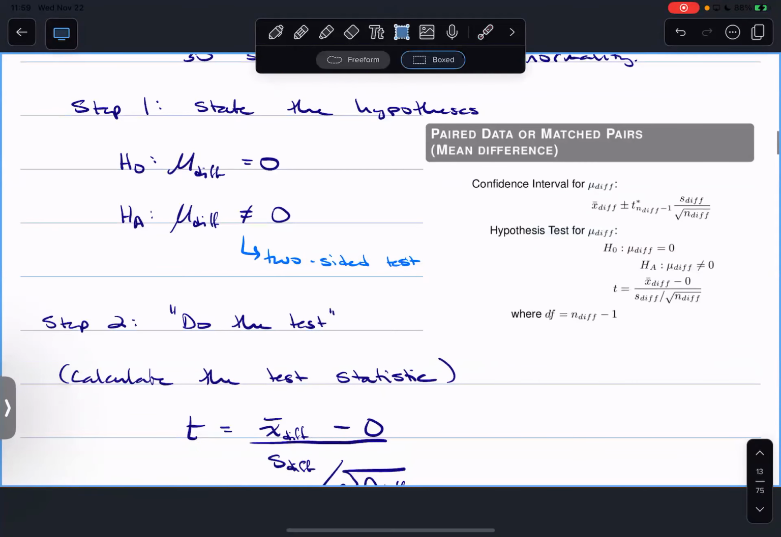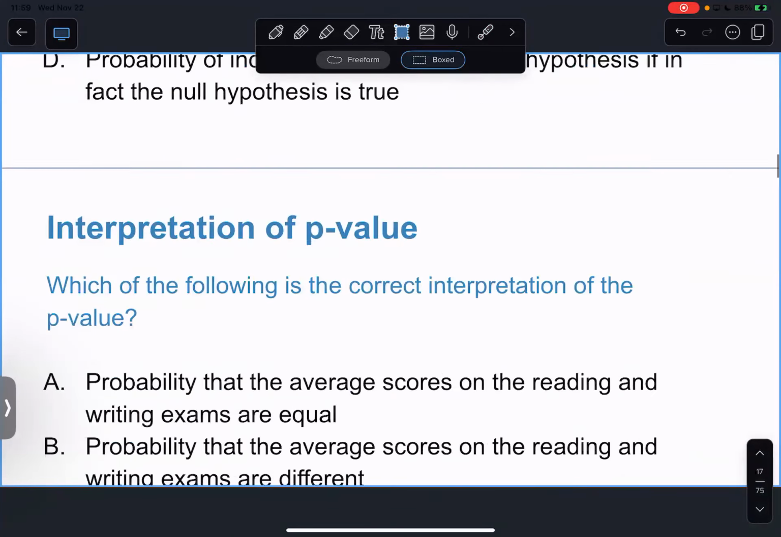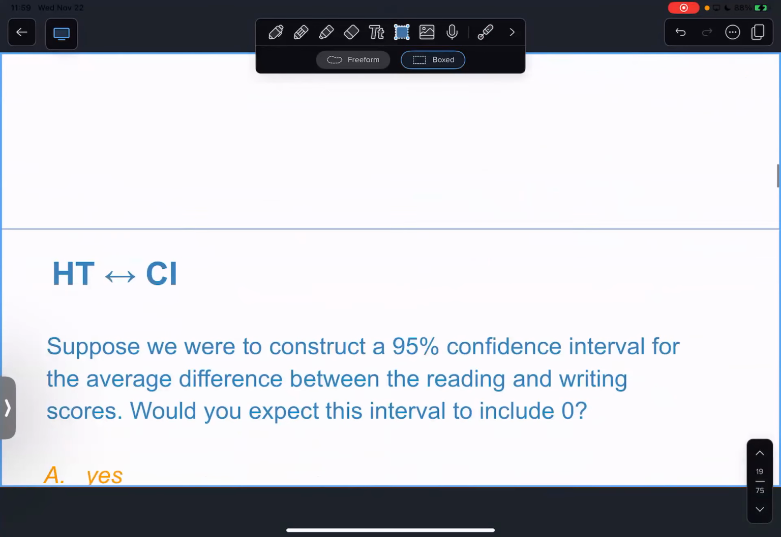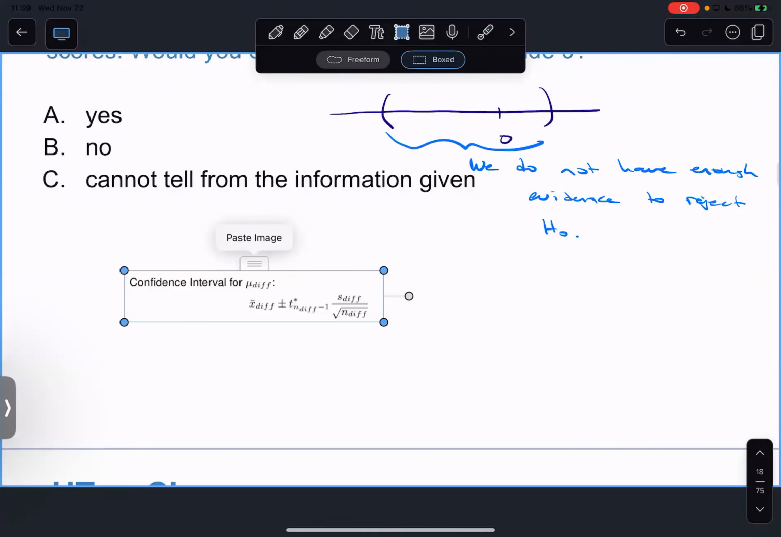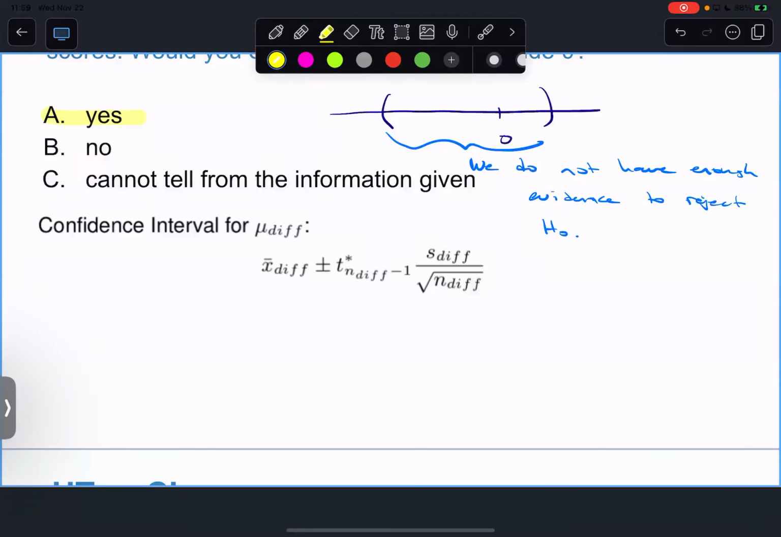Whoa, long time ago. Copy. I'll put it here. I'll highlight the yes because that's what we said. And so we have X bar of the differences, we have S of the differences, and we have N of the differences. So I trust that you'll be able to do that calculation.